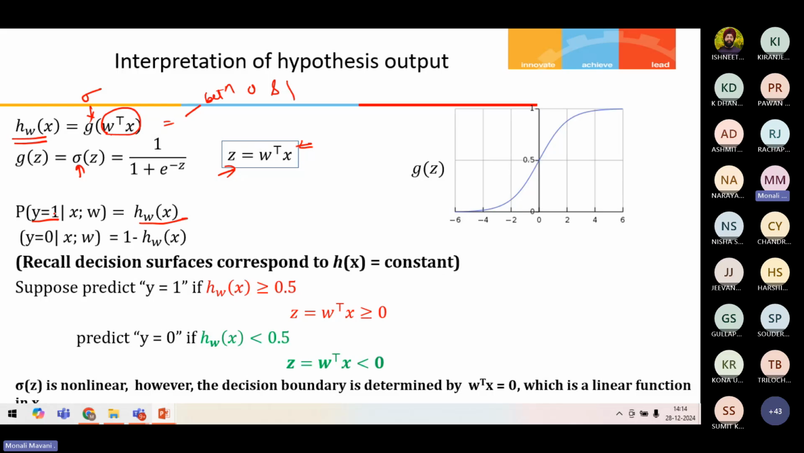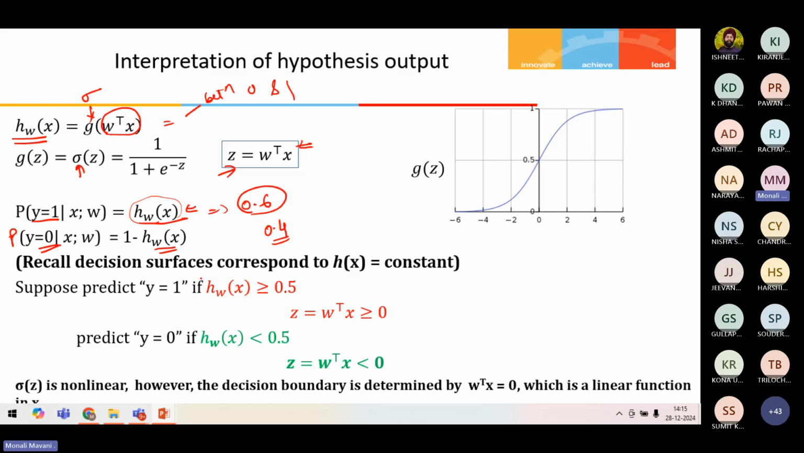So class 1 probability is given by whatever value we get after calculating this hypothesis function, and 1 minus that value will be interpreted as the 0 class probability. This is the interpretation of the hypothesis output. Now we have a probabilistic interpretation. For example, if the hypothesis function is outputting 0.6, what is this 0.6 probability? This 0.6 probability is a posterior probability of class 1. Then what is the probability of class 0? That will be 0.4. This is the interpretation.